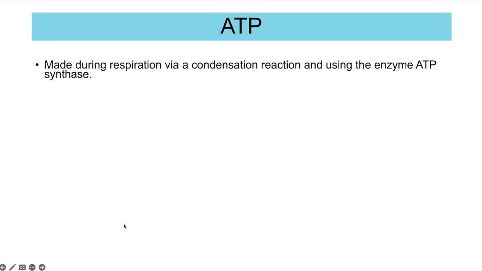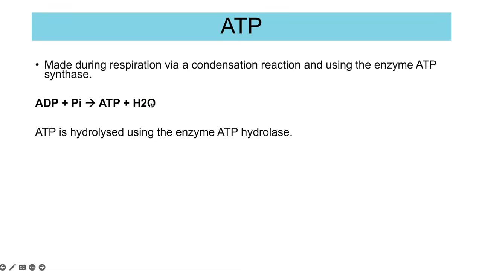So the way this happens then is, first of all, ATP is made during respiration via condensation reaction, and it uses the enzyme ATP synthase. So we have ADP, which is diphosphate, which is when you have 2 phosphate groups, and you need to add on that inorganic phosphate. That's what Pi is. So that inorganic phosphate group gets added on via a condensation reaction, and that's how you make ATP. And because it was a condensation reaction, water is removed.